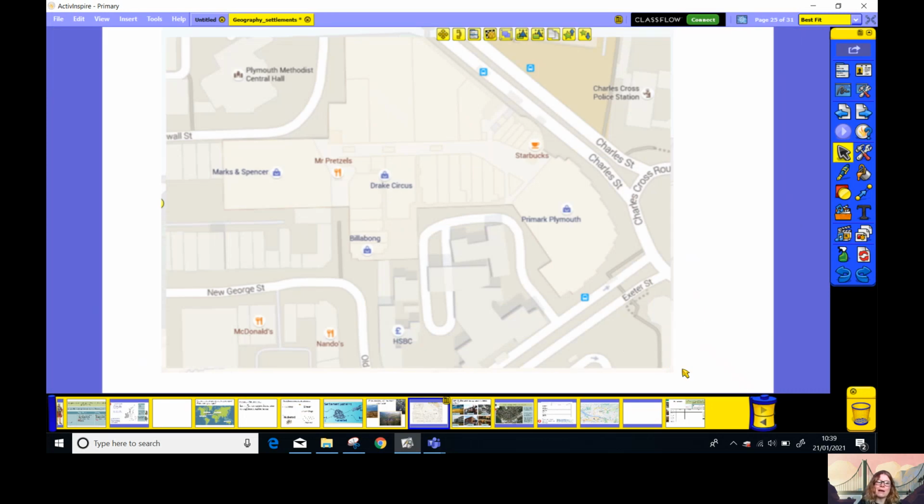Now, here is another map that sometimes you can look at. I've got this picture from Google Maps. And you can see there's lots of different things on this map. You can see that there's Marks and Spencer's. And look, there's Primark. There's the police station. Pause the video. What else can you spot in this map?